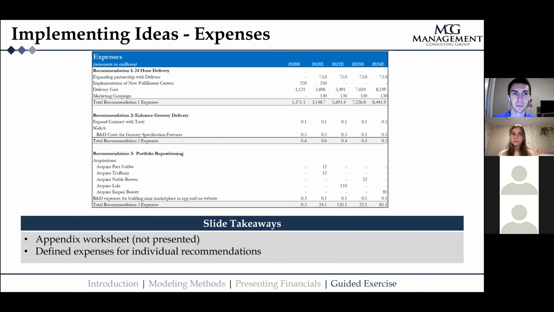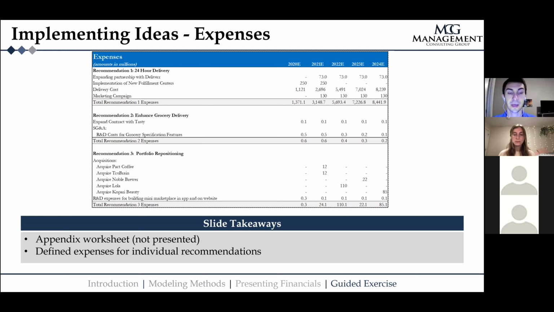Moving to the next one, implementing ideas. This is how I personally lay out my expenses when I'm trying to figure out, for a recommendation approach, how much it's going to cost per year. So just focus on recommendation 1 up here. We had 2 other recommendations for this, but we're not going to go through those expenses and revenues. We're just focusing on that 24-hour delivery.